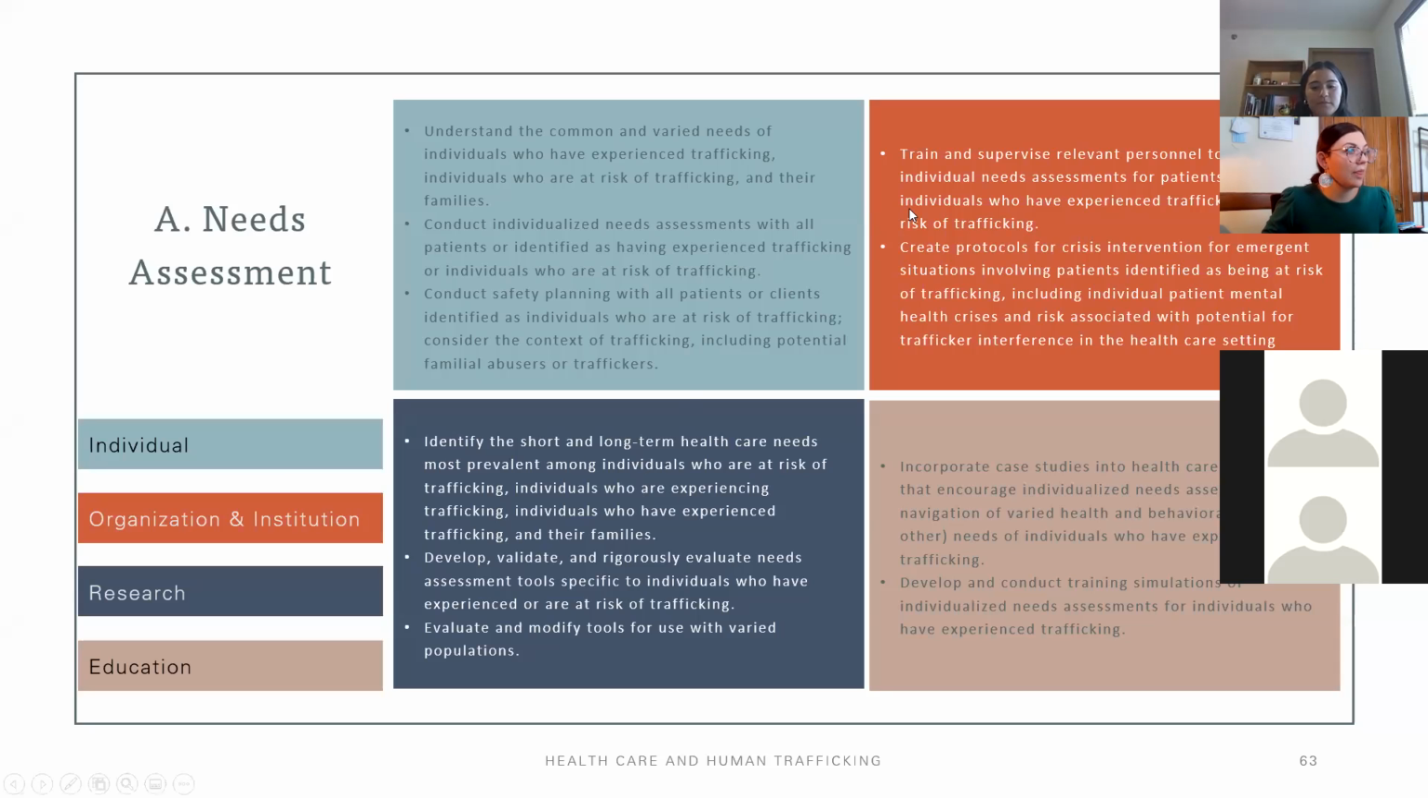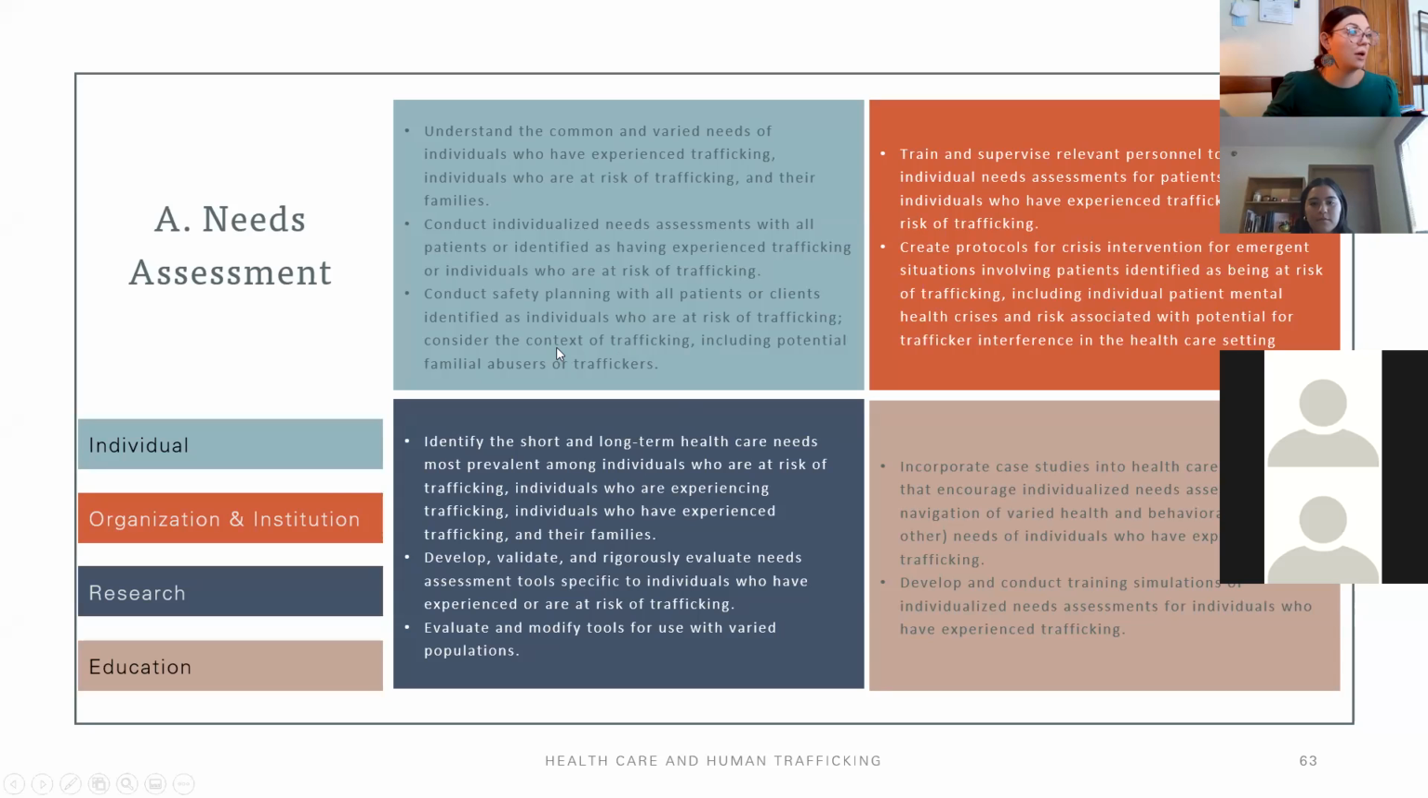Okay, so let's see. I think I covered all of the individual here. Moving on to the organization and institution piece. So training and supervising relevant personnel to conduct individual needs assessments for patients identified as or have experienced or at risk of trafficking. And then creating protocols for crisis intervention in emergency situations following a disclosure or identifiable risk.